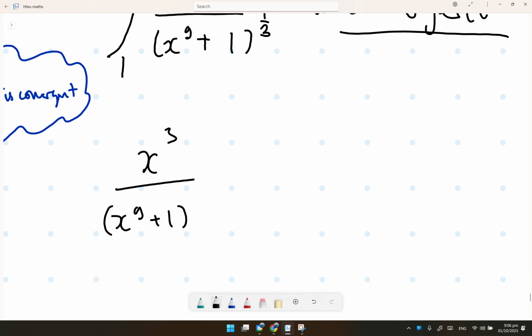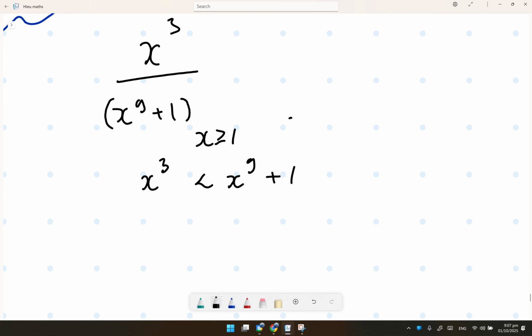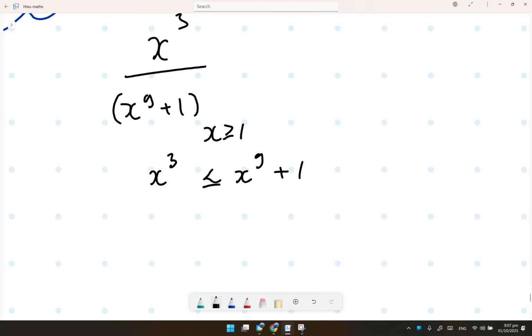I'm going to show you how I went through it last time, but it led to a dead end. Let's say we know that x cubed is going to be smaller than x to the 9 plus 1, granted that x is always larger than or equal to 1. If x was just larger than 0, x could be 0.5, and 0.5 to the 9 is actually smaller than 0.5 to the power of 3. But in this case, x is larger than or equal to 1. The smallest case scenario is when x is 1: on the left side 1 cubed is 1, smaller than 1 to the 9 plus 1, which is 2.